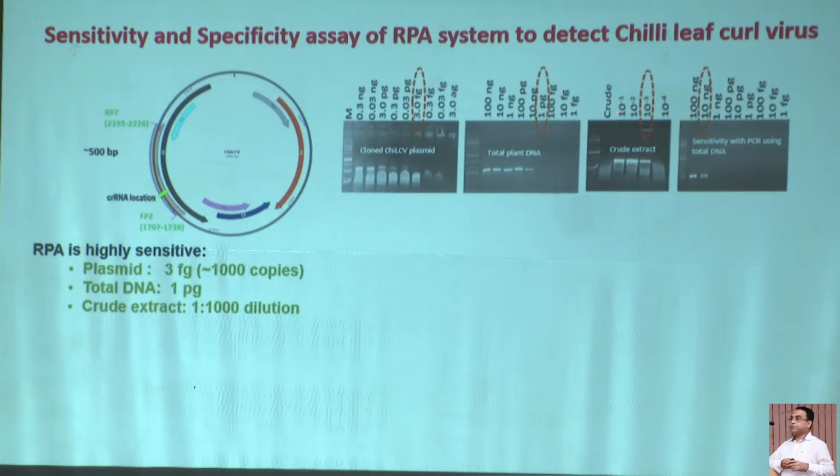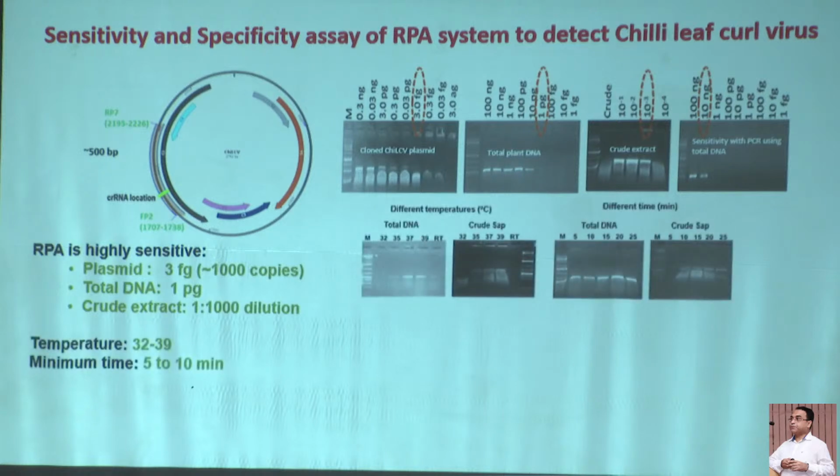From the crude extract, even up to 3 times dilution, we are able to detect. If you compare this RPA technology with the normal PCR-based technology, from the total DNA, PCR can detect only up to 10 nanogram concentration, and here it is 3 femtogram concentration. So that is the sensitivity, and PCR cannot be done from the crude sample.